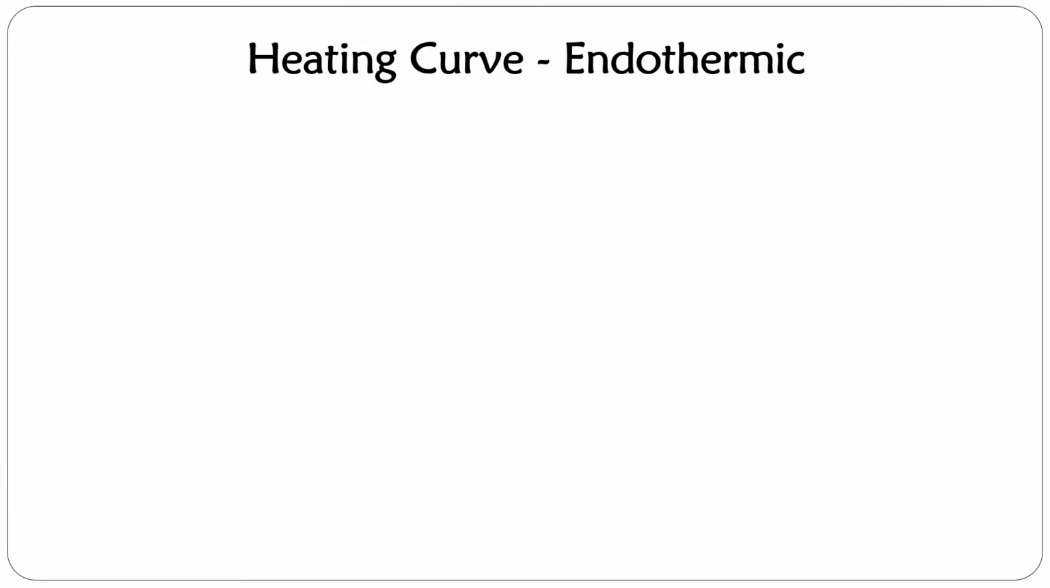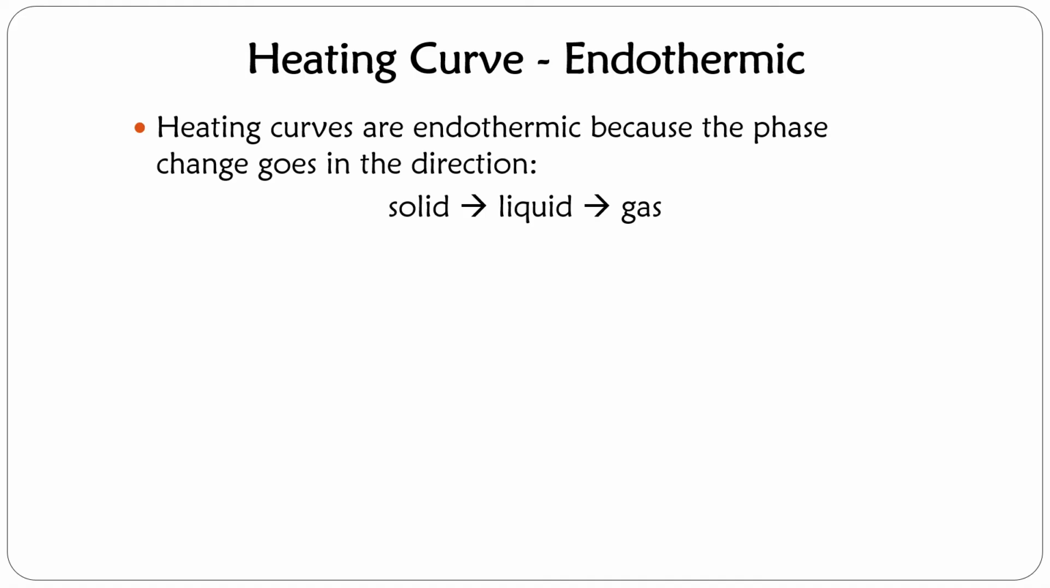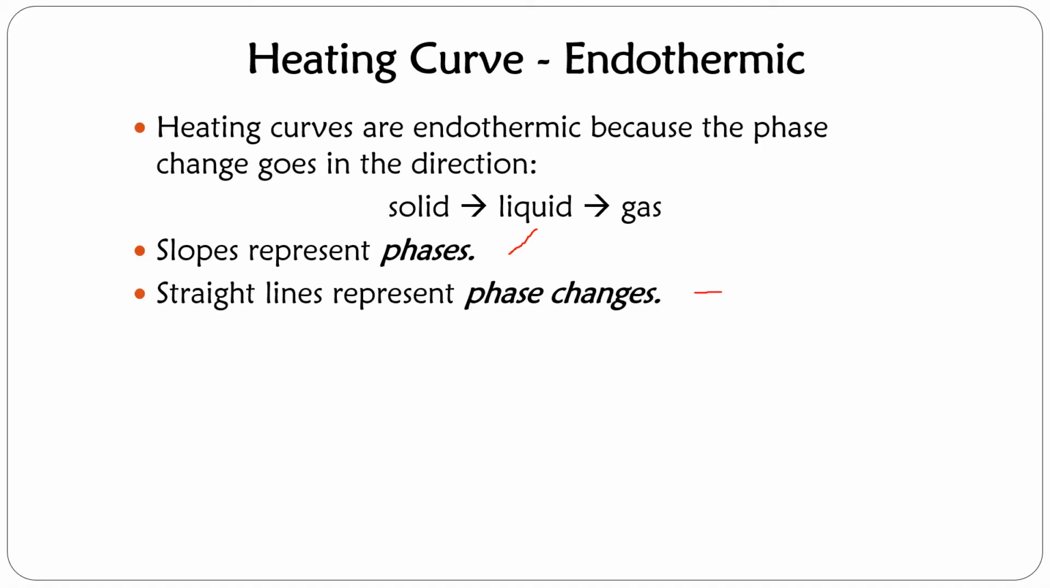So, some of the things to keep in mind for a heating curve. Well, first of all, it definitely represents an endothermic reaction, because we are going from solid to liquid to gas, and we are constantly increasing the temperature. All of these things are absorbing heat in order for the reaction to take place. That's why it's endothermic. So the slopes, which were the tilted lines you saw in that heating curve, were representing the phases. And then the straight lines were representing the phase changes.